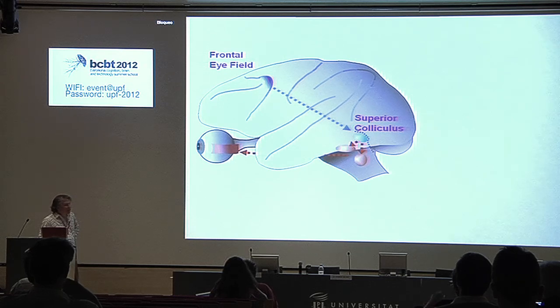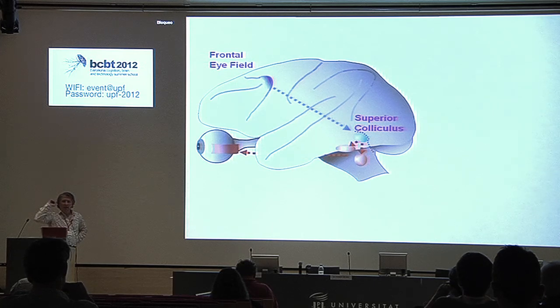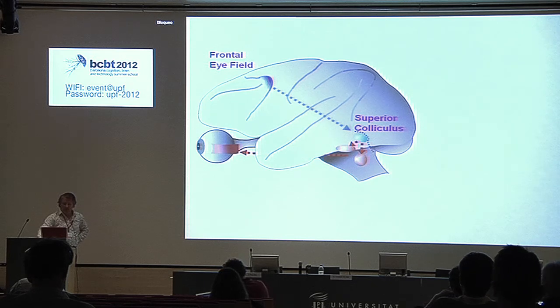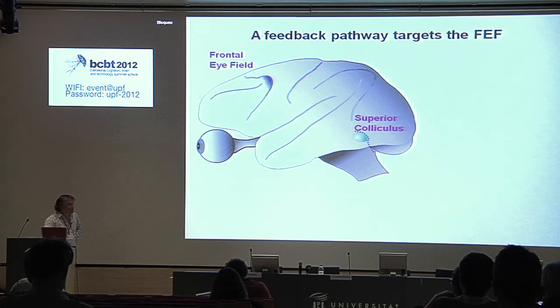So with this information, this is how we viewed the primate visual and oculomotor system for a long time, that it was this sort of feed-forward system. You attend to a region of interest, and you decide you want to look there. And so that visual information drives an eye movement to look at that point of interest in the visual field. We didn't know much about feedback until recently.